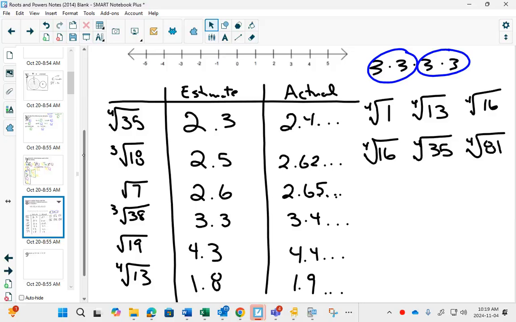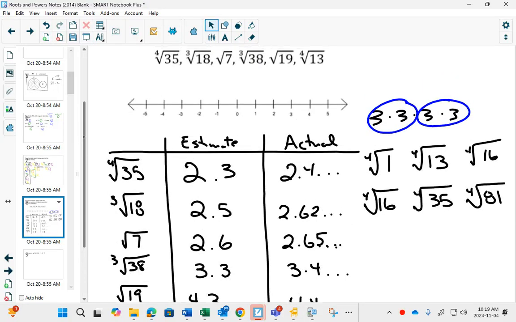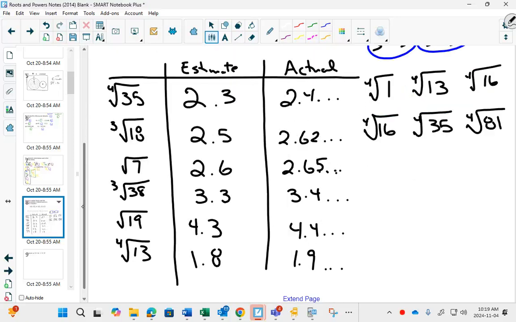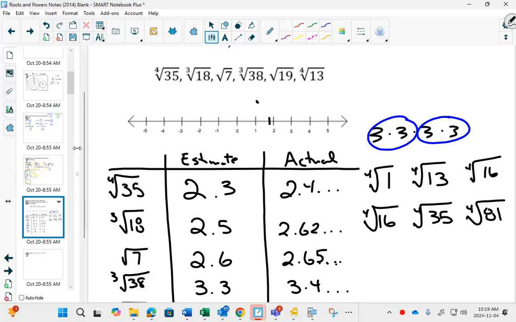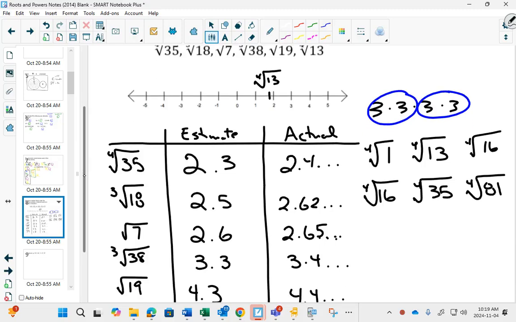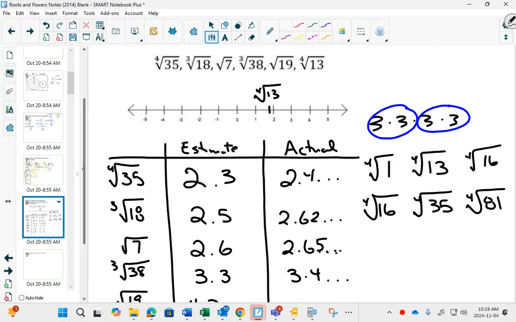And now that you have these, could you put them all on your number line? I'm pretty sure you could. So 1.9 would be right here. That one was the fourth root of 13. And our next one was 2.4. So at 2.4, we could switch colors. 2.4 would be right here, and that would be the fourth root of 35. And we could put the rest.